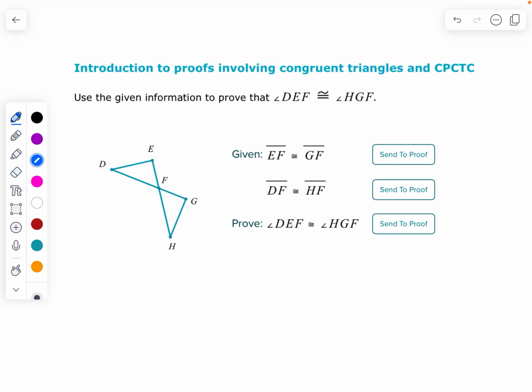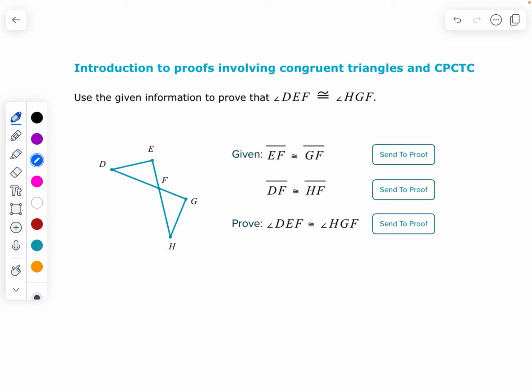All right, this one is our proofs that involve CPCTC. And CPCTC means congruent parts of congruent triangles are congruent. So for these proofs, typically we're going to have to prove that the triangles are congruent in order to prove that there are parts of them that are congruent. So we're going to have to go one step beyond what we've been doing.